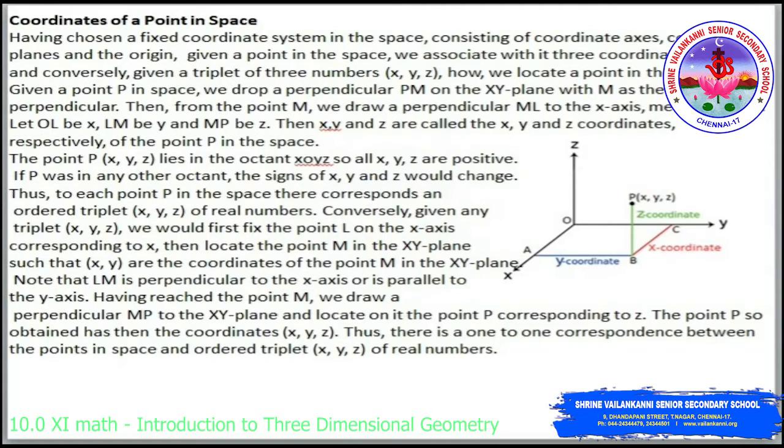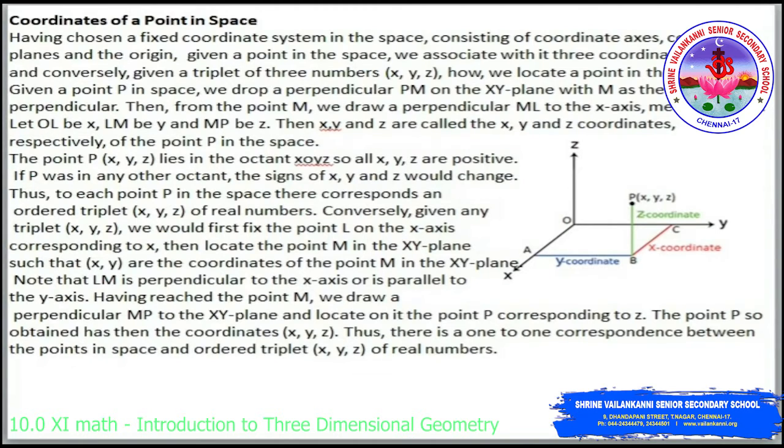Here a point is P in space. We draw a perpendicular PM on the XY plane with M as the foot of the perpendicular. Then from the point M, we draw a perpendicular ML to the x-axis, meeting it at L. Let OL be x, LM be y and MP be z. Then x, y and z are called the x, y and z coordinates respectively.